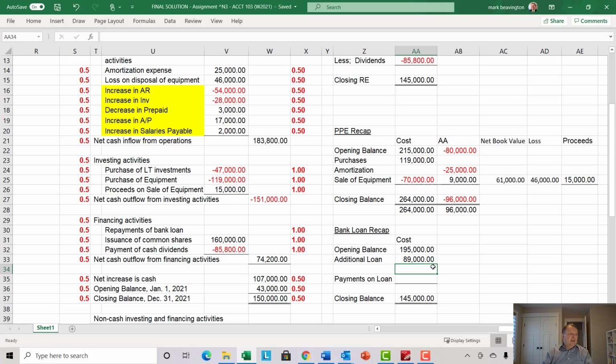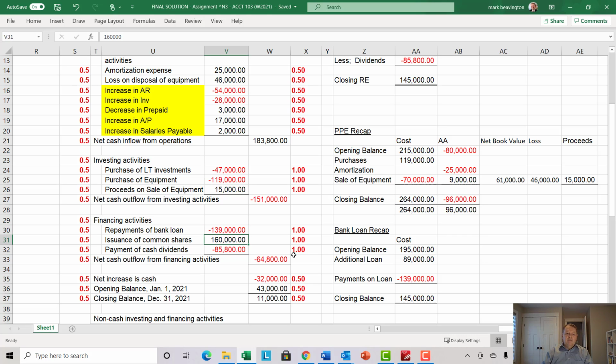But the loan balance at the end of the day was $145,000. So how much then did we make for payments on this loan? Well, you can see together here, we've got $284,000. So that's how much we had in sort of beginning balance and additional loan. And we've got to get down to 145. So the difference, we'll put that right in here, equals 284,000 minus 145,000. That means that we've got $139,000 in payments on that loan during that time. So right here in repayments of loan, 139,000.